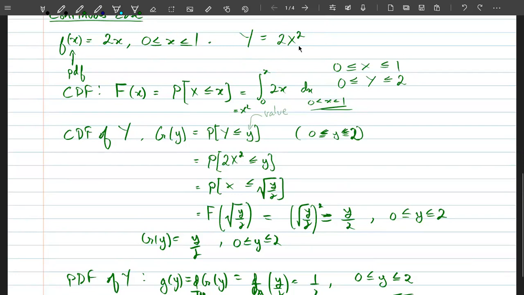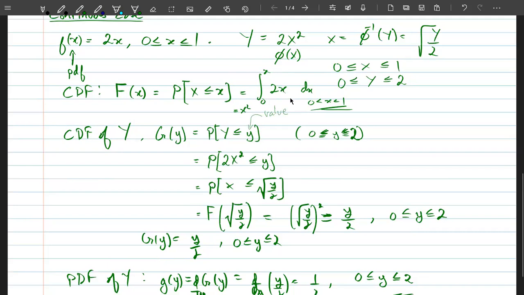Because y is equal to 2x square, here when we rewrote this event, we got x less than or equal to square root of y by 2, which is in fact the inverse of this function. If you call this function phi of x, y is equal to phi of x, then x is equal to phi inverse of y, which is exactly square root of y by 2. So we are evaluating the CDF of x at phi inverse of small y and then differentiating it.